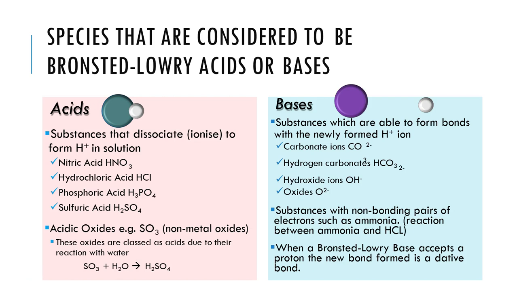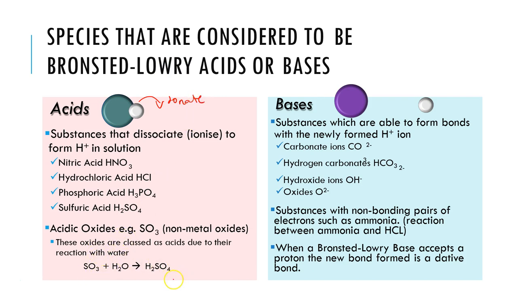So we can look at species that are considered to be Bronsted-Lowry acids or bases, going back to our common acids and bases. Okay, so substances that will dissociate or ionize into solution to form H+, such as nitric acid, hydrochloric acid, phosphoric acid, or sulfuric acid, are all considered acids according to Bronsted-Lowry acids and bases. They will donate that acidic proton.